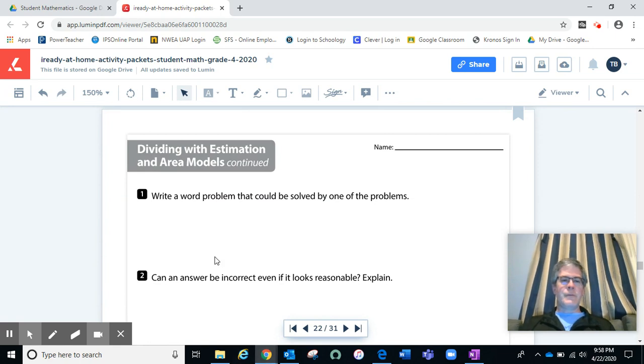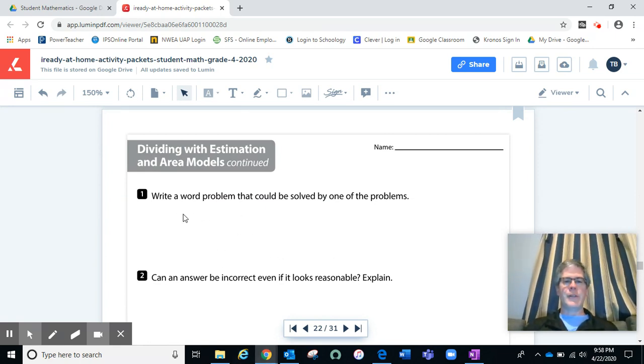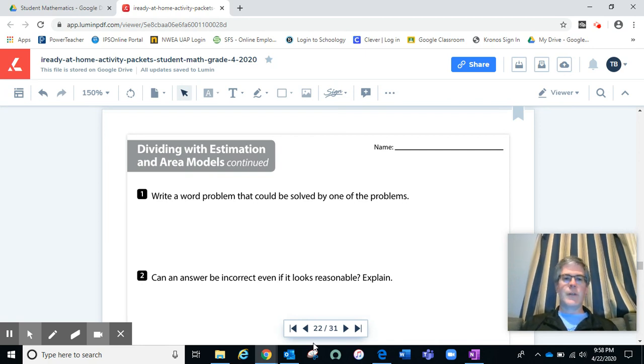And then on page 22, it's asking you to write a word problem that could be solved by one of the problems. Again, we've talked about this before, but it is good to be able to write a word problem from an equation, because that helps us think about how word problems work, it helps us think about how equations work, and it helps us, if we're given a word problem, to come up with an equation that we need to solve it. So this is good practice for you. So go ahead and try that one.